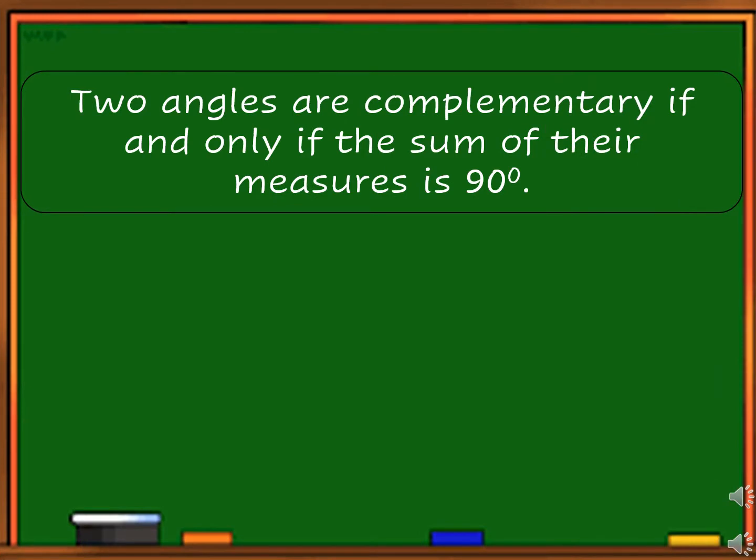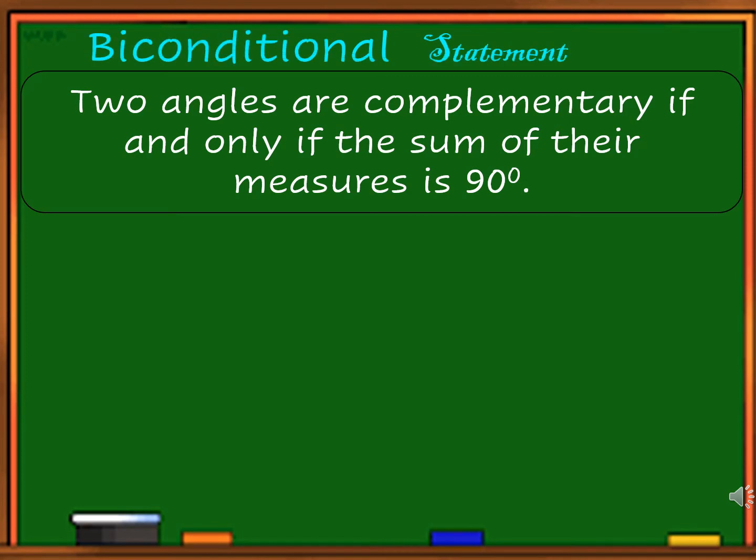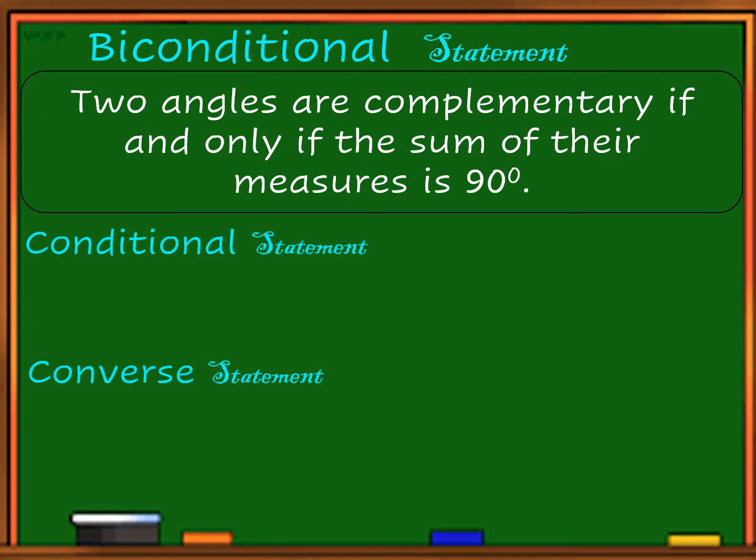Let's take the next example. Two angles are complementary if and only if the sum of their measures is 90 degrees. What kind of statement is this? Correct, it is called a biconditional statement. Now, what statements can you derive from this statement? Okay, we can derive the conditional statement and its converse statement.